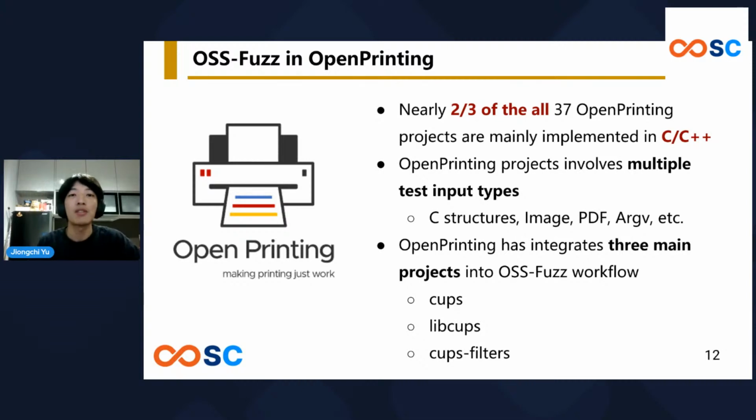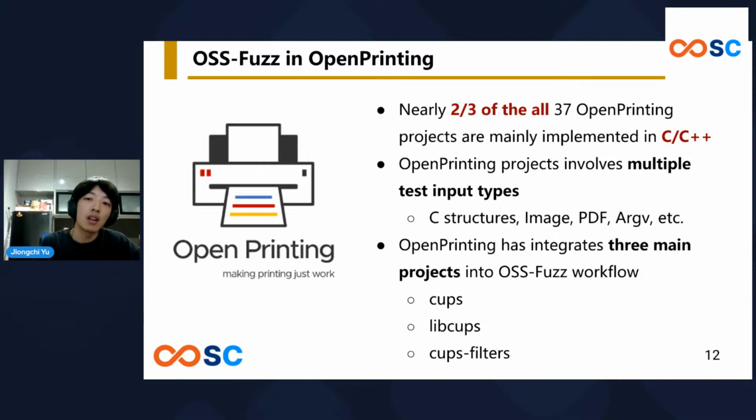First of all, I shall introduce the basic information of OpenPrinting. OpenPrinting is the most popular open source printing solution, widely recognized for its reliable and consistent printing infrastructure in Linux and other Unix-like operating systems. There are 37 OpenPrinting projects for now, and around 60% of the projects are implemented in memory-unsafe languages like C and C++.